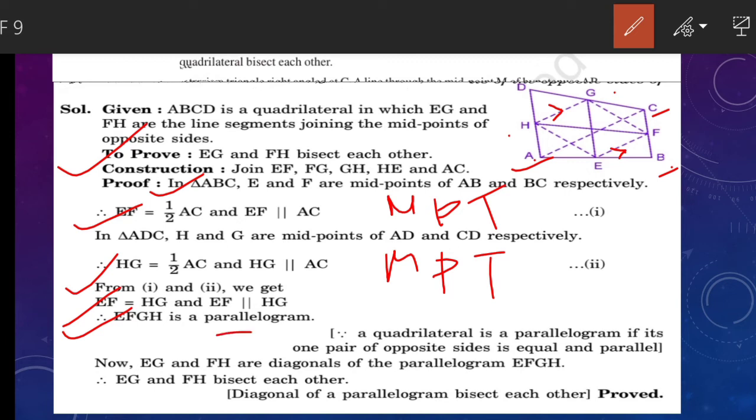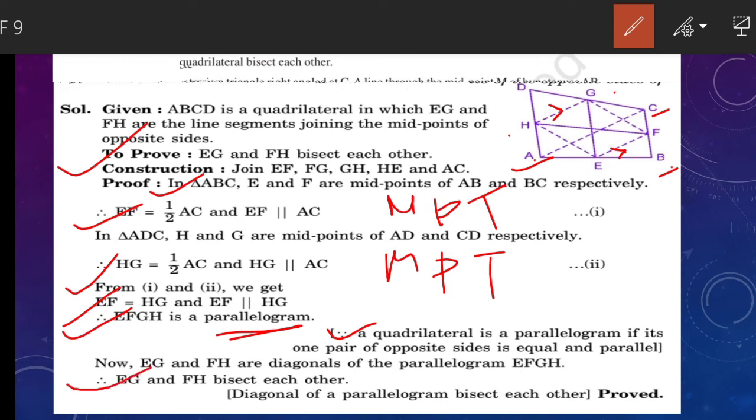Since these two lines EF and HG are equal and parallel, we can say this quadrilateral EFGH is a parallelogram. Using the property, a quadrilateral is a parallelogram if one pair of opposite sides is equal and parallel. So now we have this quadrilateral EFGH as a parallelogram. And we know the diagonals of a parallelogram always bisect each other.